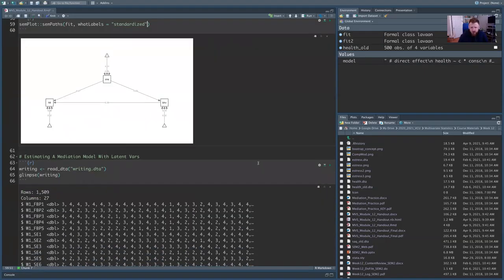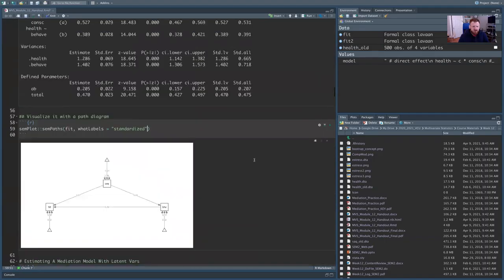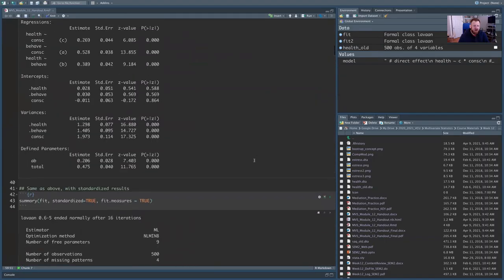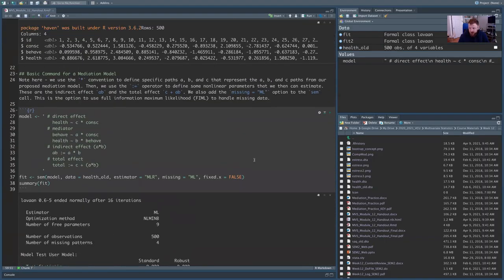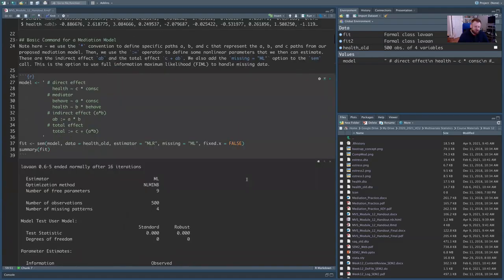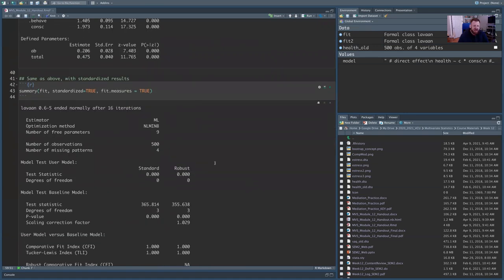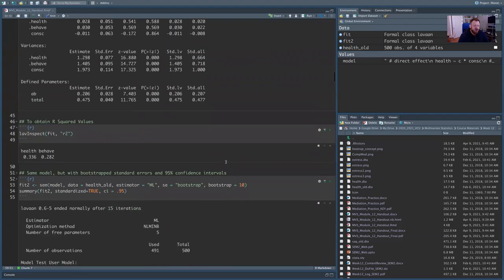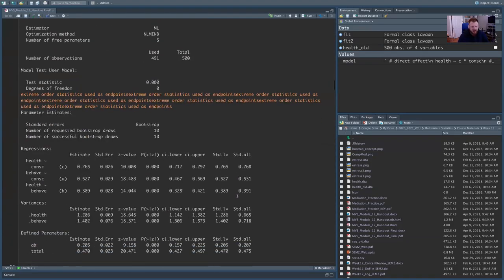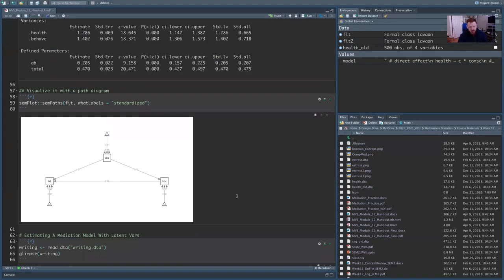All right, so this is probably a good place to stop. Just to recap, this first part was all about how to run a mediation model with observed variables. So nothing latent. Basically, we looked at this relationship between conscientiousness, health-related behaviors, and self-reported health. And we fit it in a path analysis framework using lavaan. We talked about how to get standardized estimates, how to get R-squared values, and then finally how to bootstrap this thing to get the best estimate of our indirect effect.